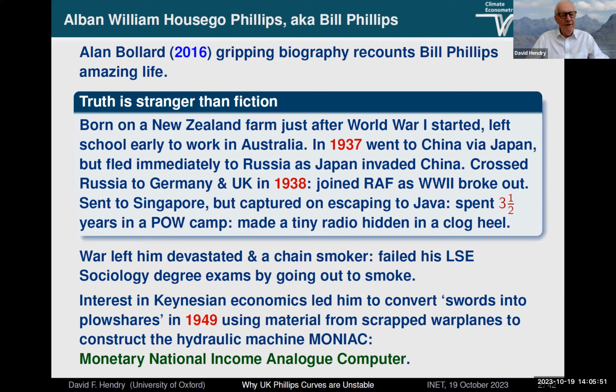He happened to be sharing an apartment with a Keynesian economist, Hawtrey, and that led him to want to build a machine to look like an economy. So he tried to convert swords into plowshares quite explicitly in 1949 by getting material from scrapped warplanes to construct his hydraulic machine, MONIAC, the Monetary National Income Analog Computer.